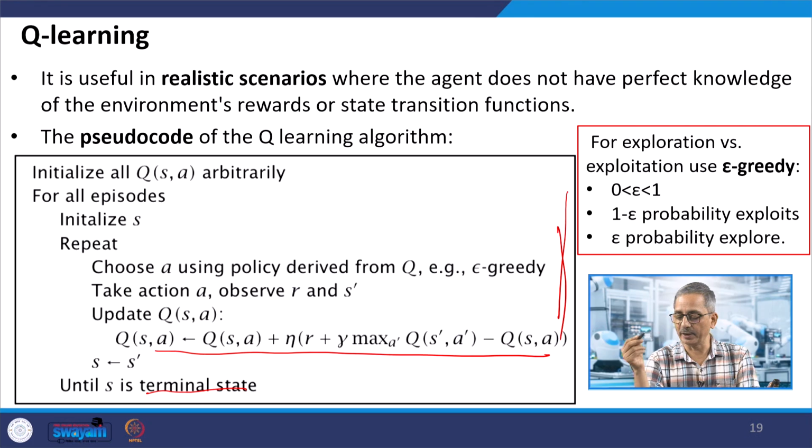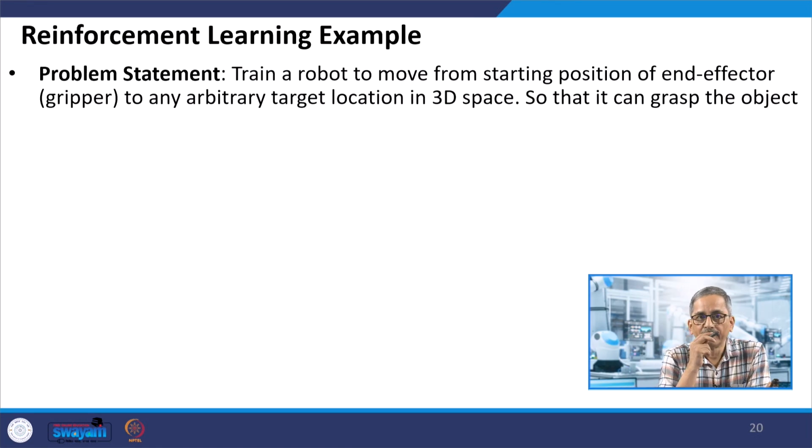Now, for exploration versus exploitation, we use epsilon greedy, and the value of epsilon is between 0 and 1. 1 minus epsilon tells the probability of exploiting, and epsilon tells the probability of exploring. Now, let us take an example to understand all these concepts.